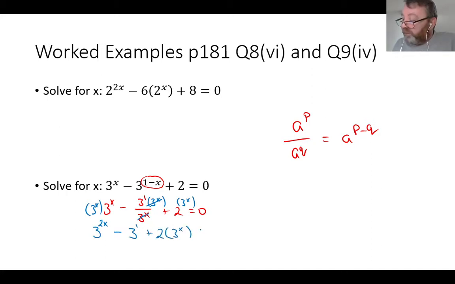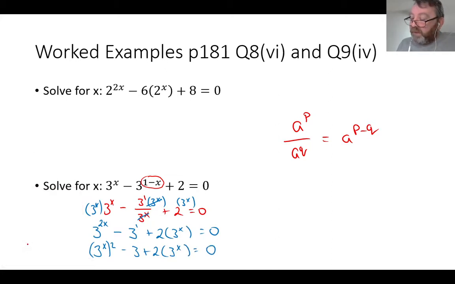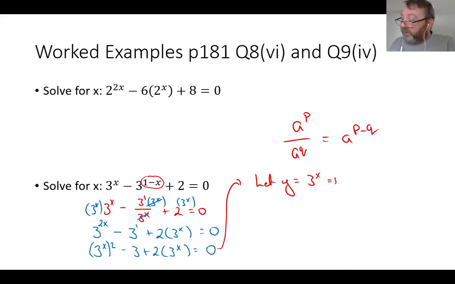Now, what we notice is the term I wish to isolate. The term I want to isolate is 3 to the x. Remember what I told you about 3 to the 2x? Rewrite it as 3 to the x squared, and put brackets around 3 to the x. Minus 3 plus 2 times 3 to the x is equal to 0. So there's where I've made the biggest change. Okay, and now what I'm going to do is I'm going to let y take over. So let y stand in for 3 to the x. What do I get? I get down here y squared minus 3 plus 2y. In other words, y squared plus 2y minus 3 is equal to 0.